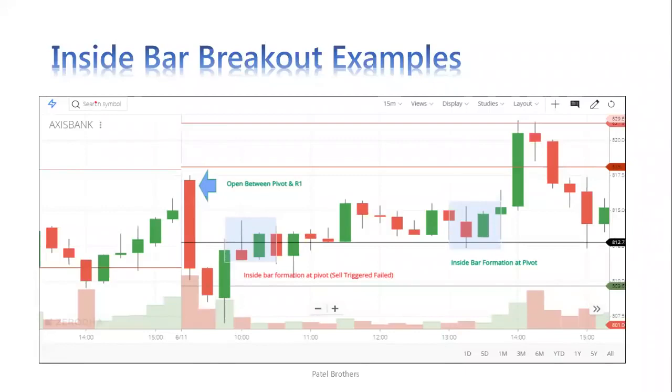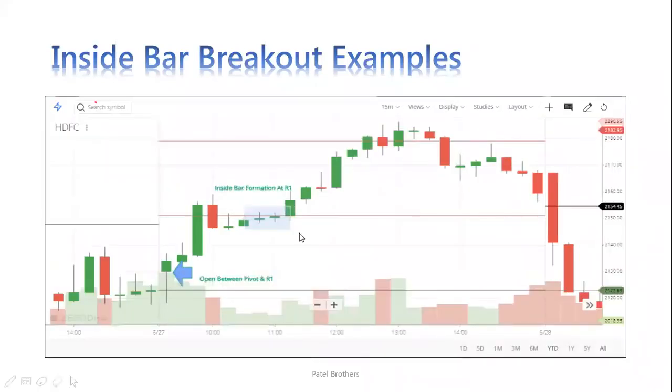So even if it is very small, suppose my main candle, Rohitji. In this case of HDFC, this candle is very small, and this candle is also very small, but compared to this, it is a little bigger. So instead of using this candle, we'll use this candle for the stop loss and entry. It will give you a much better confirmation.